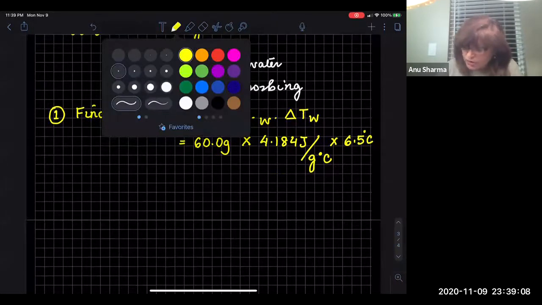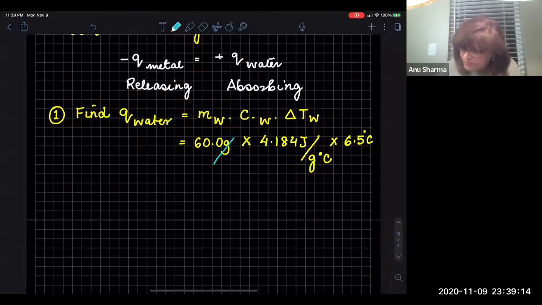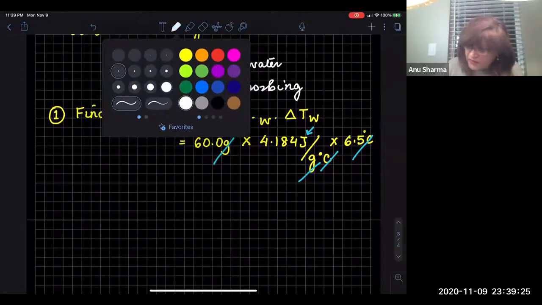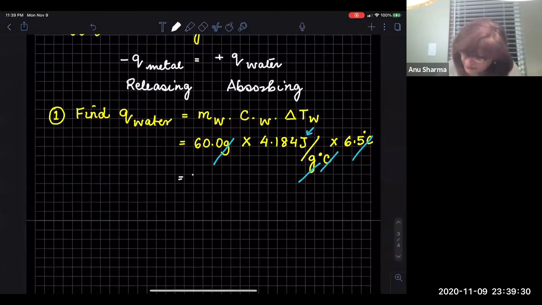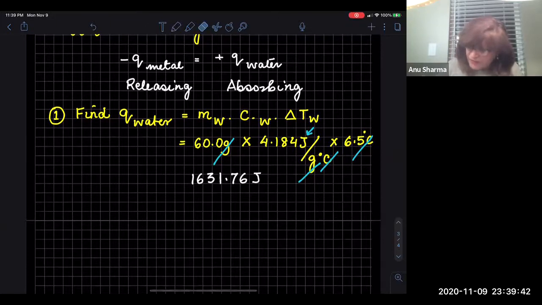So now cancel out the grams and grams, degree Celsius and degree Celsius, and all you are left with is the units for joules. So when you multiply this whole thing, 60 times 4.184 times 6.5, you get 1631.76 joules. And this is a positive number, and it makes sense. Why? Because water is absorbing heat. So this is the Q of water.